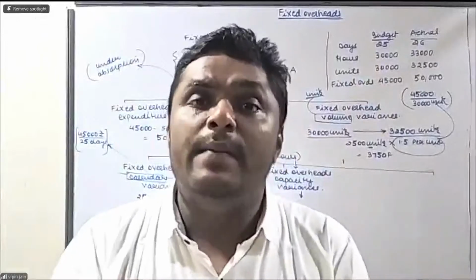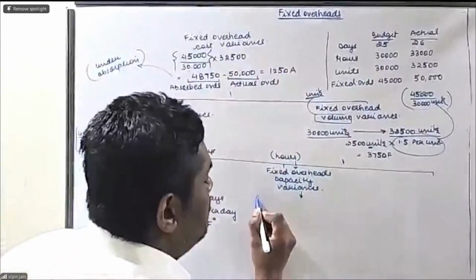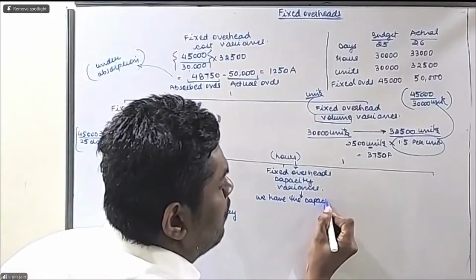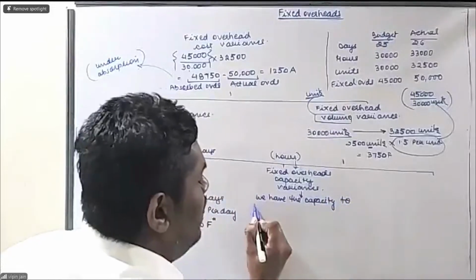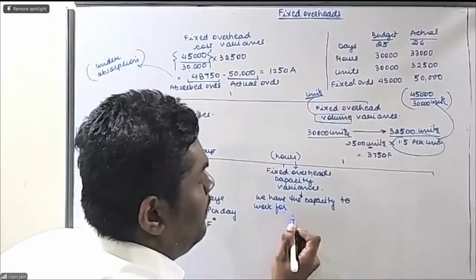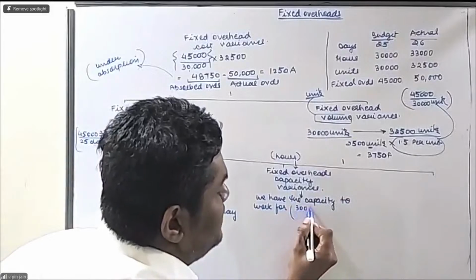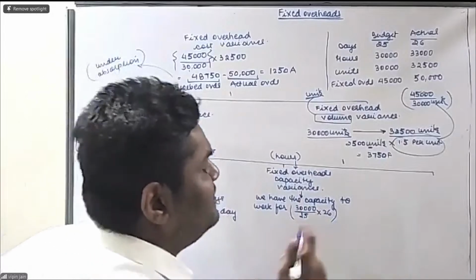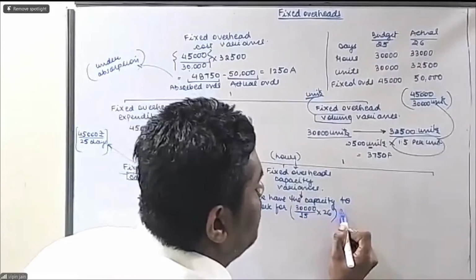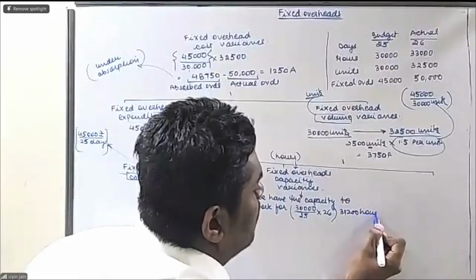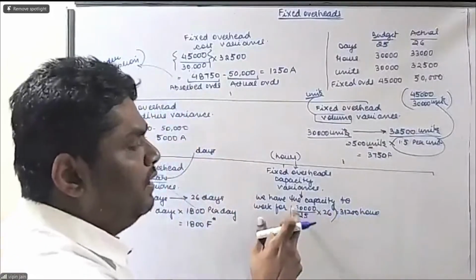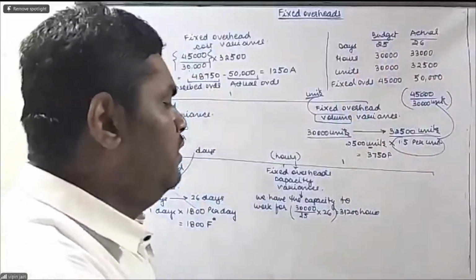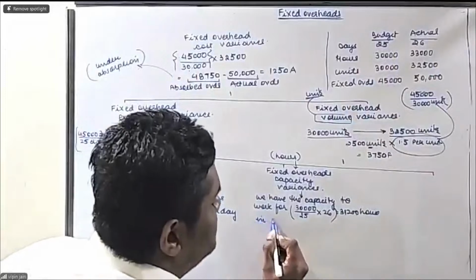So in 26 days, what was our capacity? We have the capacity to work for how many hours? See, 30,000 hours in 25 days. So in 26 days, how much was our capacity? We have the capacity to work for 31,200 hours. How come 31,200? 30,000 hours in 25 days. So in 26 days, we have the capacity to work for 31,200 hours.